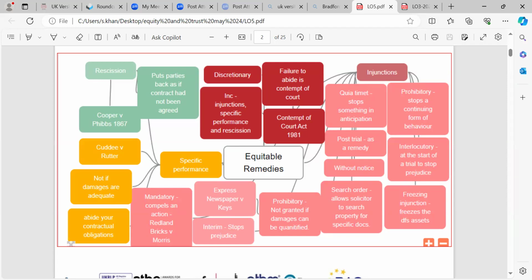Another one is rectification, and this is an equitable remedy that corrects a written document in order to accurately reflect the true intentions of the aggrieved parties. An example would be where two parties agreed on a 12-month contract term, but due to a drafting error, the written contract states a 24-month term. The court can use rectification to correct the mistake and amend it to the genuine term, which is 12 months.